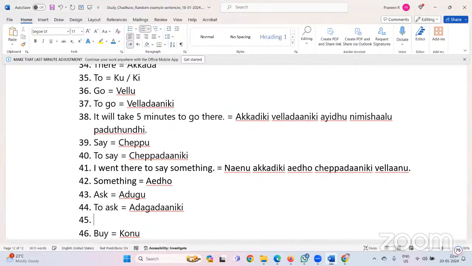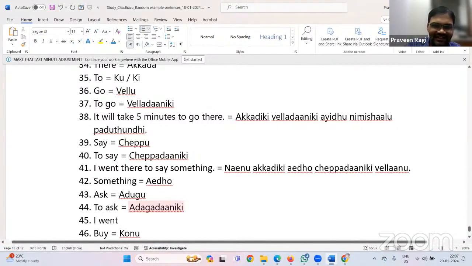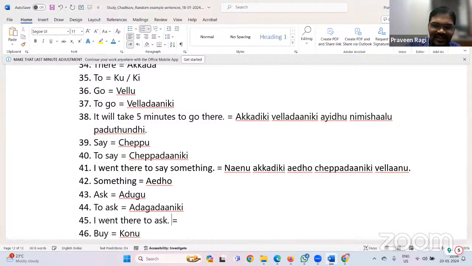Next one, adugu. We'll put the same structure, because our brain likes repetition while learning. So if we learn in the repetition pattern, it will be easy to memorize. So we'll put it in the same structure again. I went there to ask. Okay. Can somebody try?